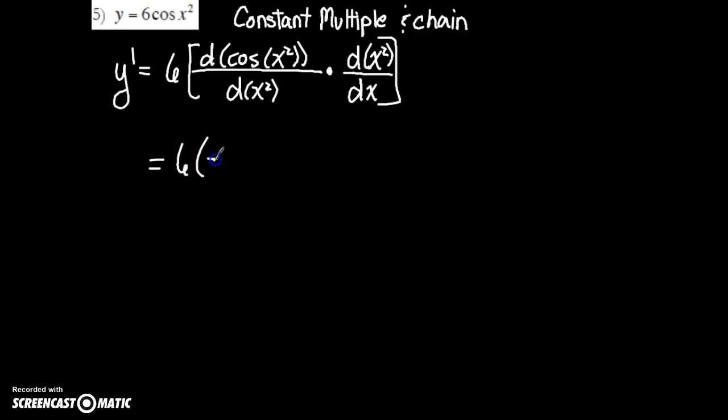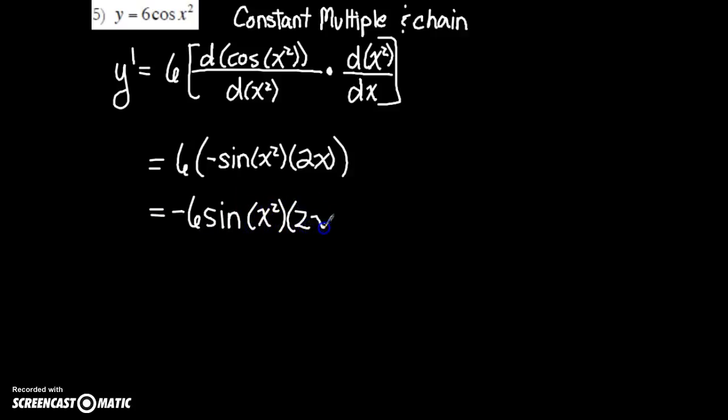Okay, the derivative of cosine is negative sine. Leave that x squared alone, times the derivative of x squared, which is 2x. Now you can bring that negative out. And I'm going to go ahead and combine this, and also bring the x out there too. There you have it.